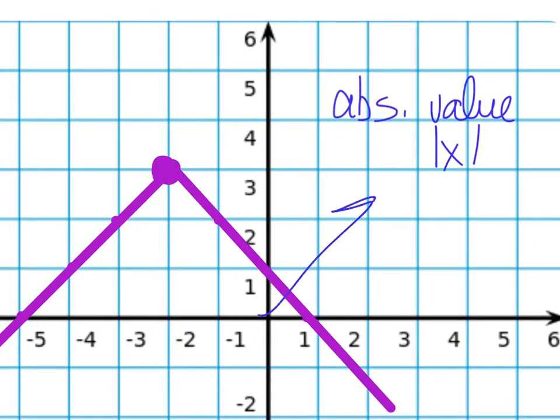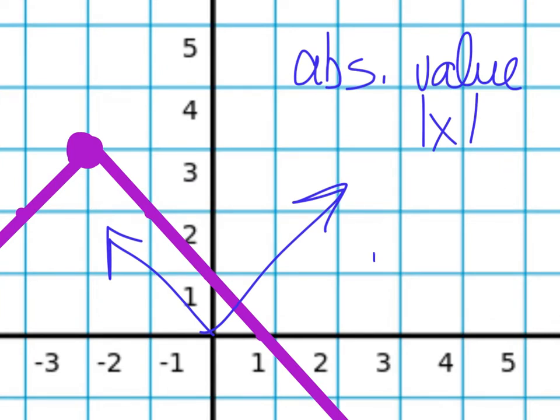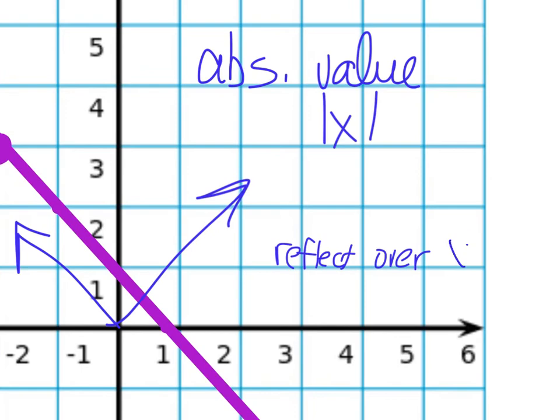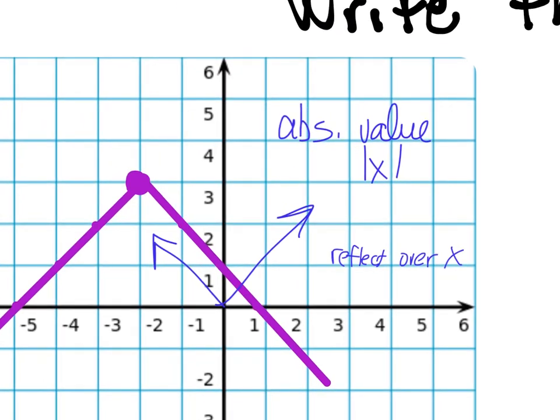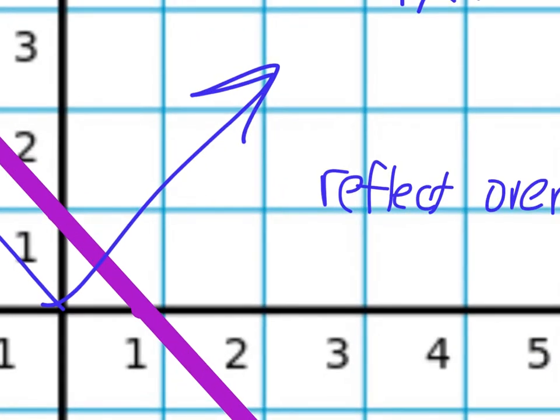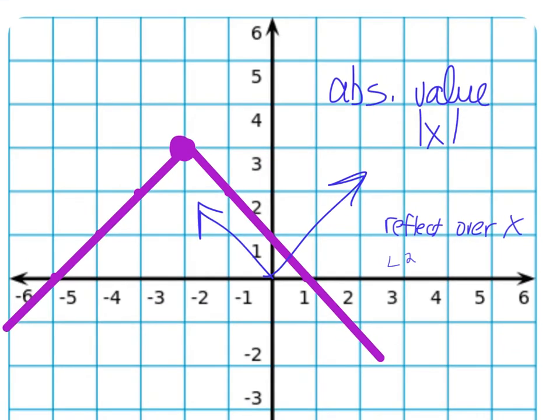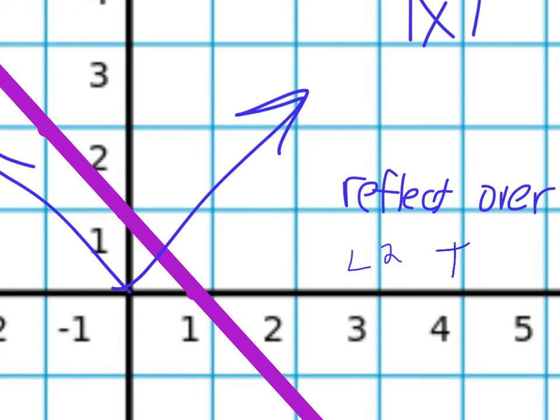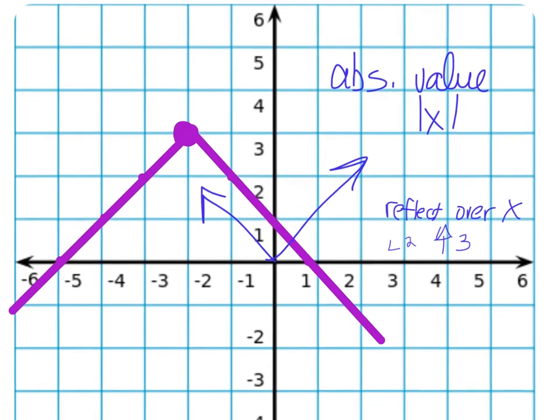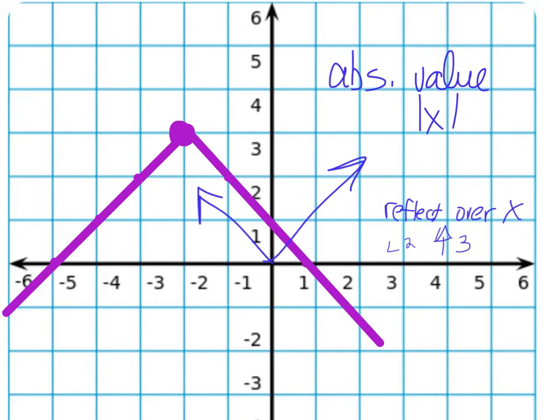So think about our parent function for absolute value. It just goes right through the origin, points up. How is the purple graph different? Negative out in front. It's a reflection over x, right? What else did the purple graph do? Well, which way did it move? Left 2, right? And what else? Up 3. So you have to write an equation that represents an absolute value graph that reflects over the x, moves left 2, moves up 3.